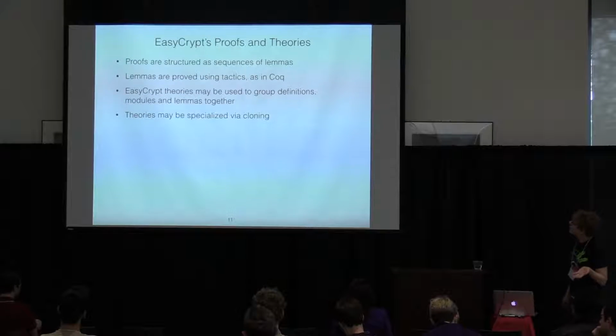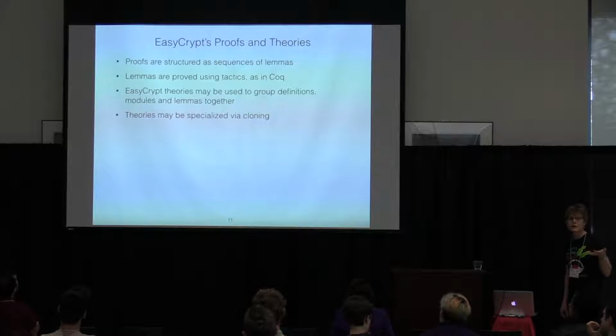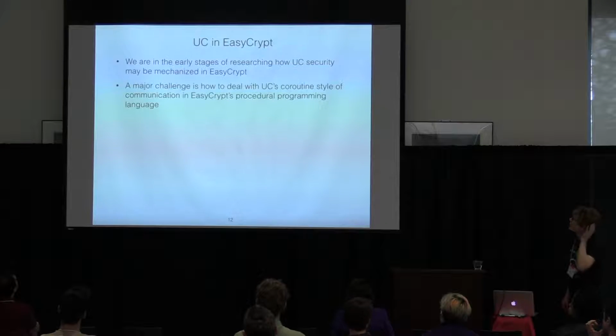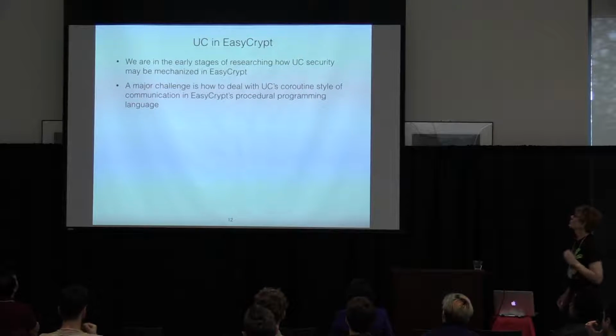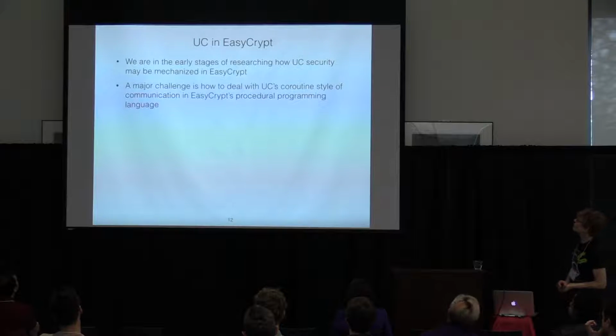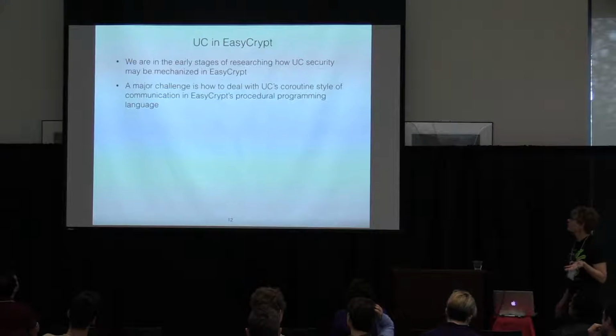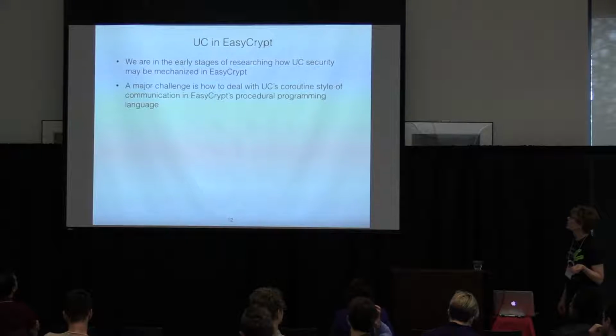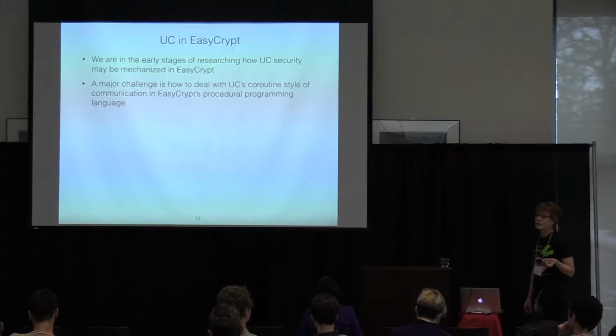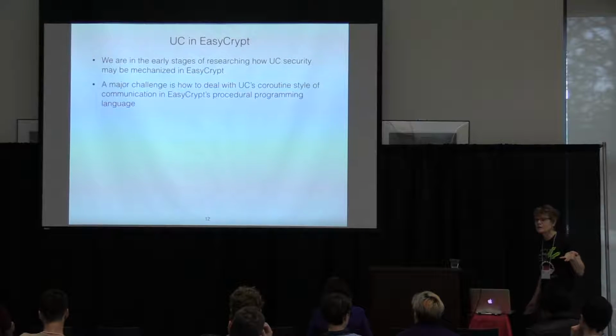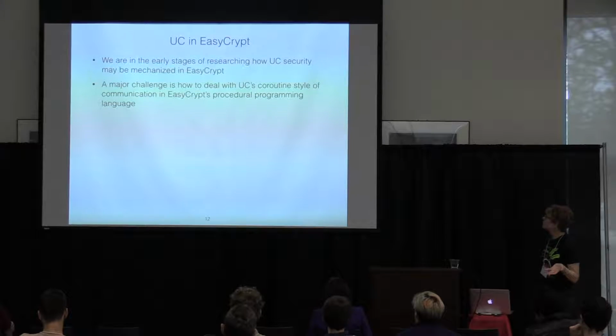You can group definitions, modules, lemmas together in what are called theories and then specialize them by a process that's called cloning. So what are we doing? Well, we're in the early stages of researching how UC security can be mechanized in EasyCrypt, and a major initial challenge is how to deal with UC's coroutine style of communication in what is a procedural programming language.